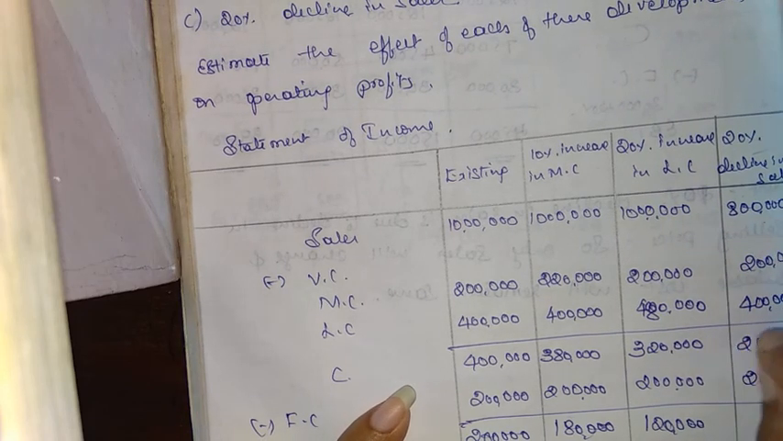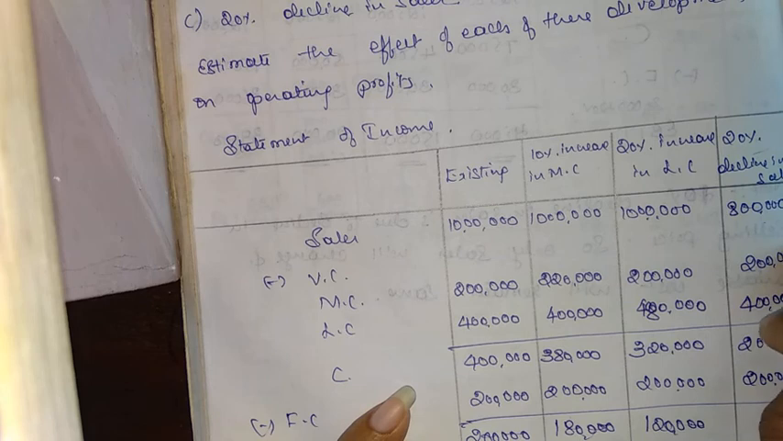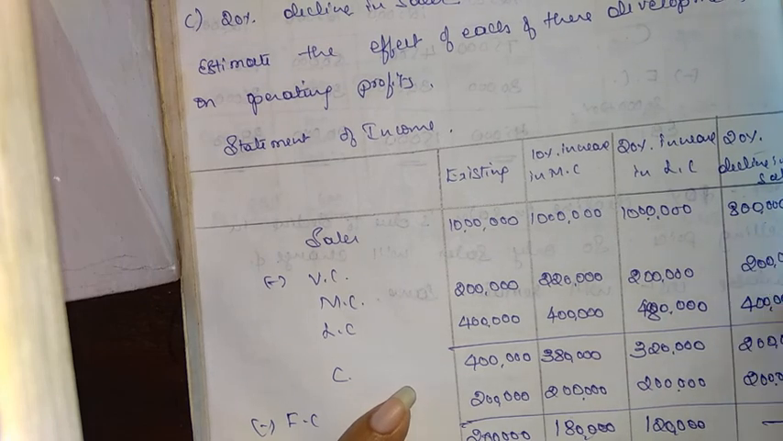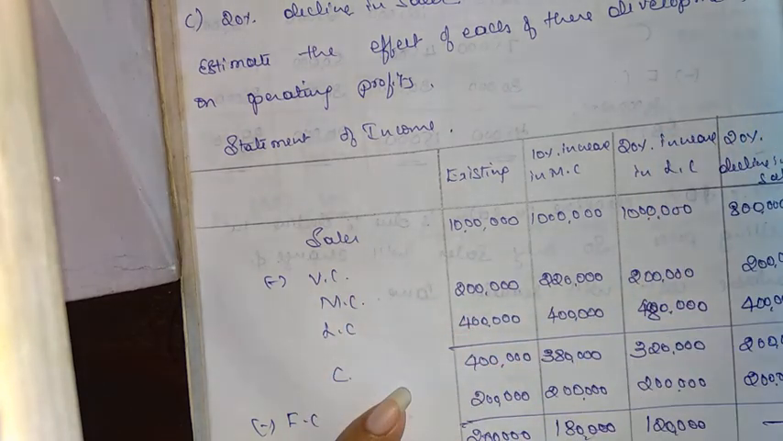So in case of 20% decline in sales, it is assumed that selling price has come down, therefore only sales will change. Other factors like variable cost will not change. That is the assumption we are making.